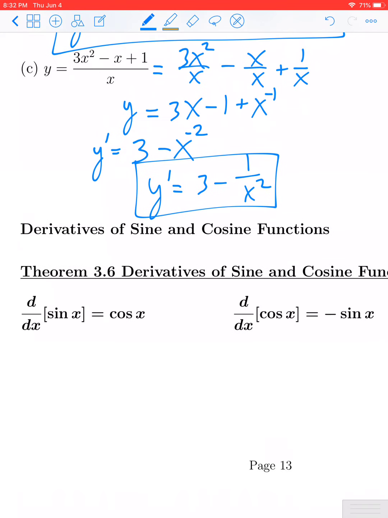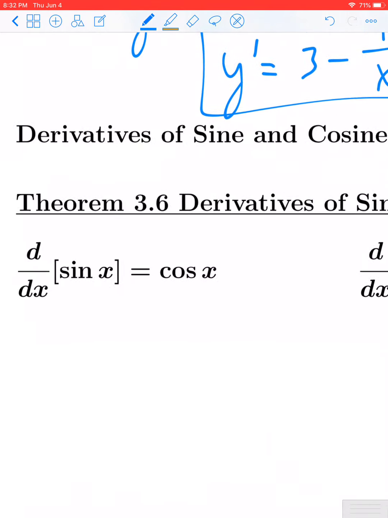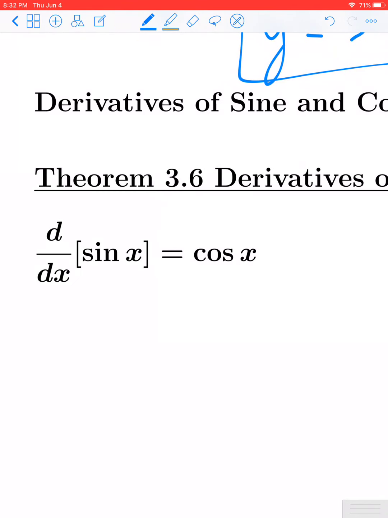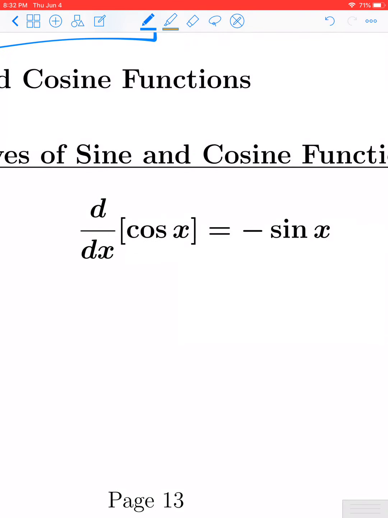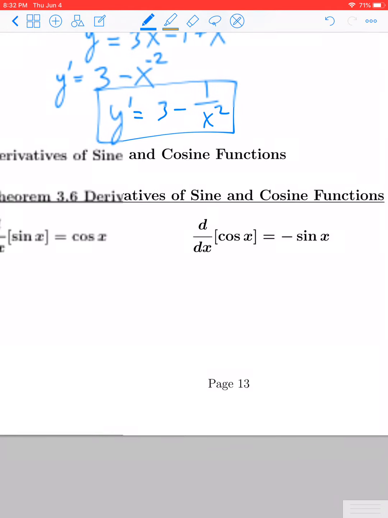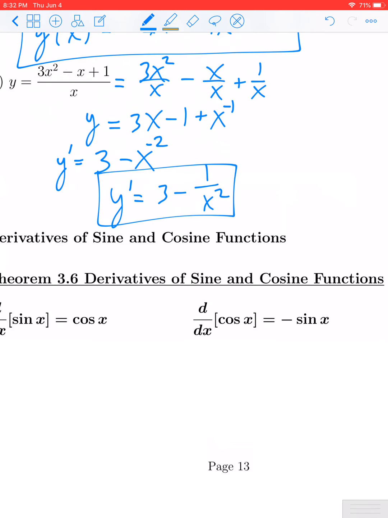The next theorem we're going to look at is the derivatives of some of our trigonometric functions. The derivative of the sine of x is equal to the cosine of x. And the derivative of the cosine of x is going to be equal to negative sine x. So the two derivatives are closely related. The derivative of sine is cosine, whereas the derivative of cosine is going to end up being negative sine.